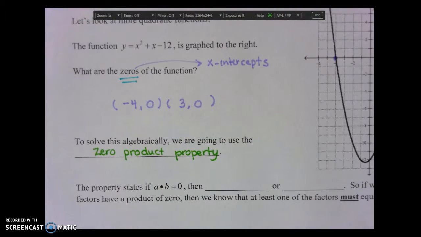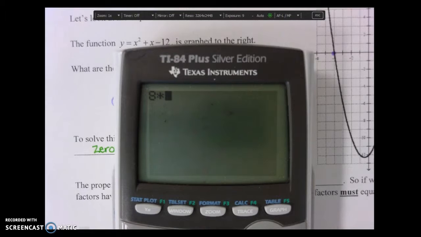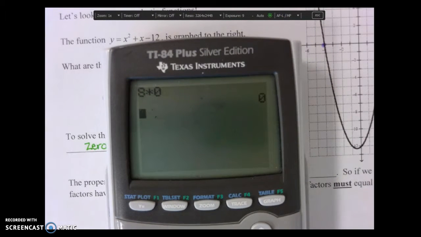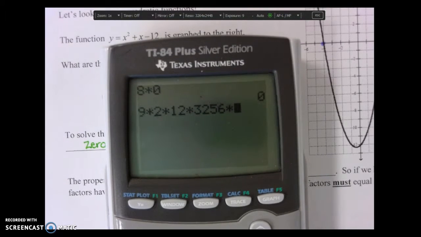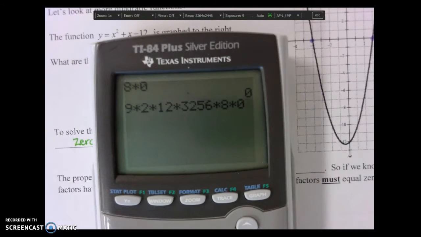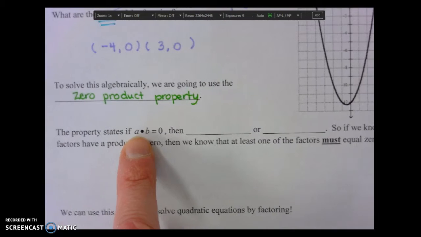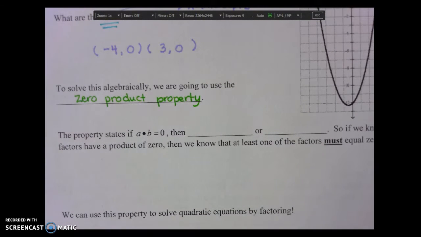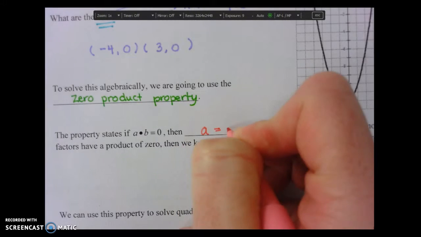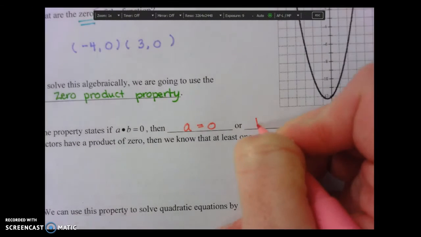Shouldn't be a stretch, should be somewhat common sense. If you just think about it, if I take anything and I multiply it by 0, what's going to happen? Absolutely. So I can take a whole host of numbers, but as long as one of them is 0, my answer is going to be 0. So the zero product property pretty much states if you have at least 2 things equal to 0, then either one of the terms, in this case A, has to be 0, or B has to be 0.